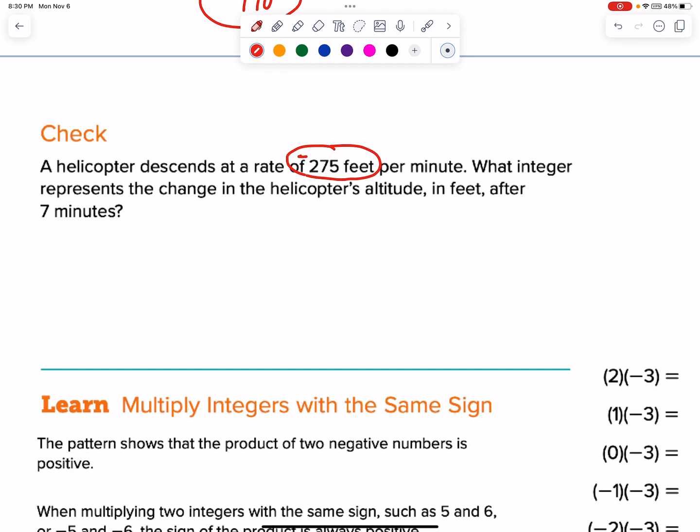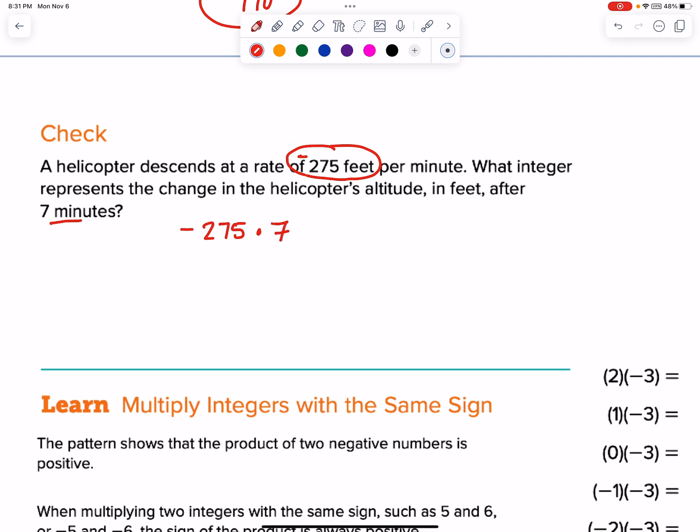275 feet per minute, that's negative. What represents the change in altitude in feet after 7 minutes? So let's write our expression, negative 275 minus 7, okay? Oh, sorry, not minus 7. What are we doing here? We're multiplying for 7 minutes. There we go. That's better.